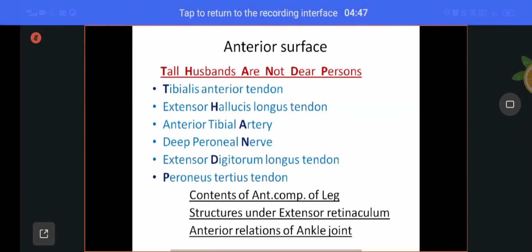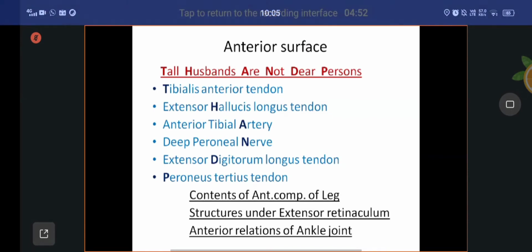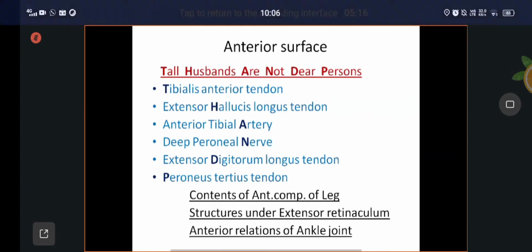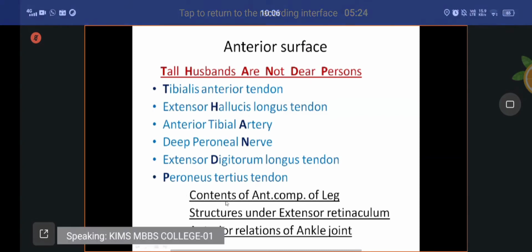That means the extensor retinaculum on the back of the wrist is present on the front of the ankle. The flexor retinaculum on the front of the wrist is present on the back of the ankle. That means anterior compartment of leg corresponds with the posterior compartment of forearm, and posterior compartment of forearm corresponds with the anterior compartment of leg. This reversal is because of reverse in the rotation of the limbs after development. These three things are very, very important.